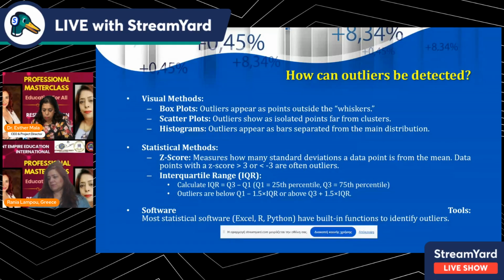Also statistical methods. The z-score. The z-score measures how many standard deviations a data point is from the mean. So data points with a z-score of more than 3 or less than -3 are often outliers. And the interquartile range is another statistical method that we can use to detect outliers. And of course, we have the software tools. Statistical software has built-in functions to identify outliers, like R and Python.